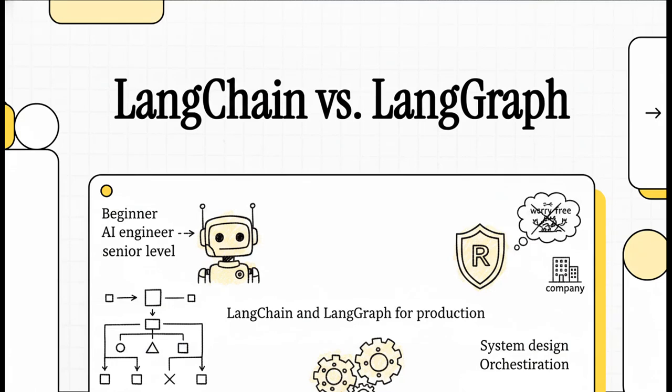Welcome to the Explainer. Today, we're basically upgrading your mental model from a beginner AI engineer to an absolute senior level. We're going to master LangChain and LangGraph for production. So if you've been building simple chatbots and you're ready to learn how the pros design resilient, stateful agents, the kind that won't hallucinate your company right into a PR disaster, you are in the exact right place.